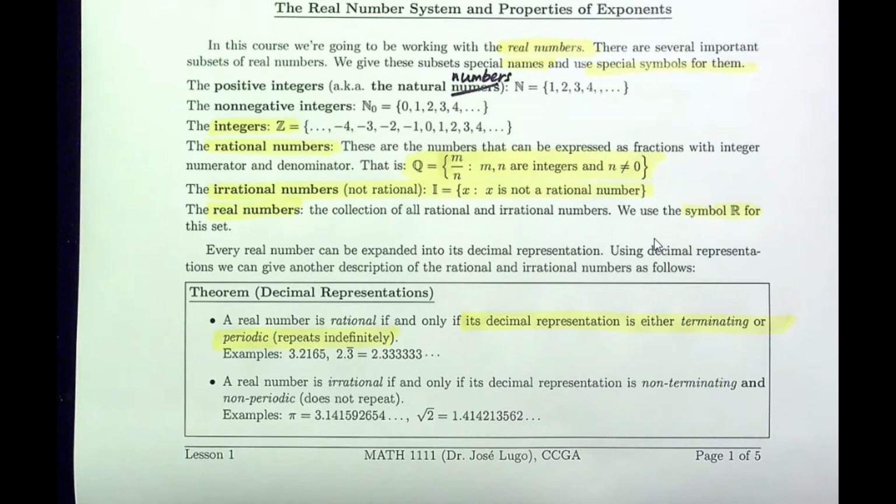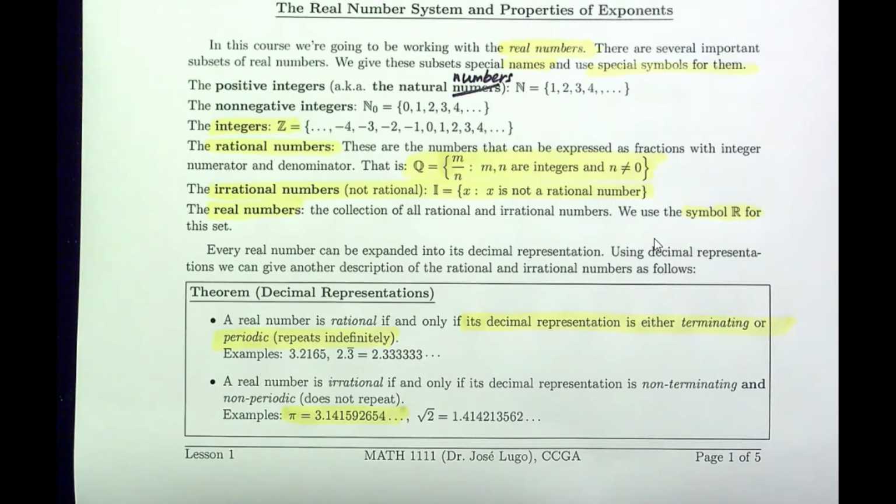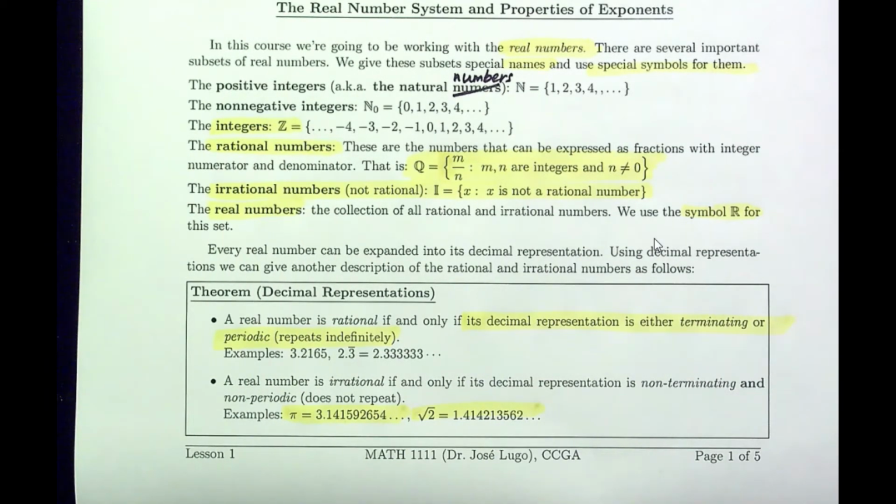Very famous examples are pi. The decimal representation for pi is 3.14159, blah, blah, blah, and that never, ever stops or repeats. So that's an example of an irrational number. Another famous example is square roots that are not whole numbers. For example, the square root of 2 is not a whole number. You get a decimal that also never stops and never repeats.